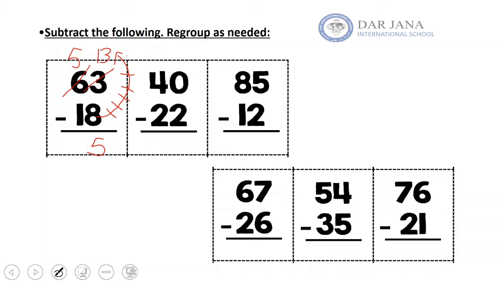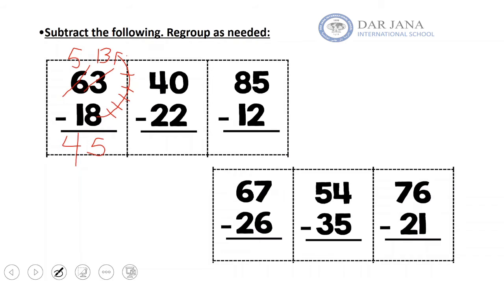Now let's go to the tens. 5 minus 1. 5 minus 1 equals 4. So the answer is 45. Did you regroup here? Yes, I have to regroup. Let's do the next one.